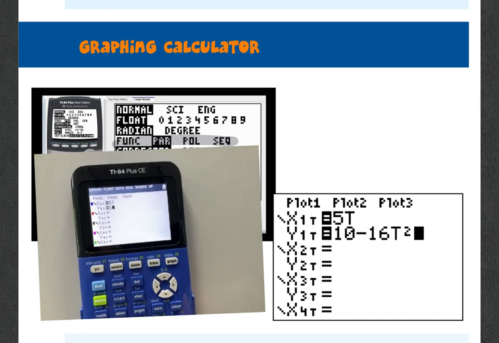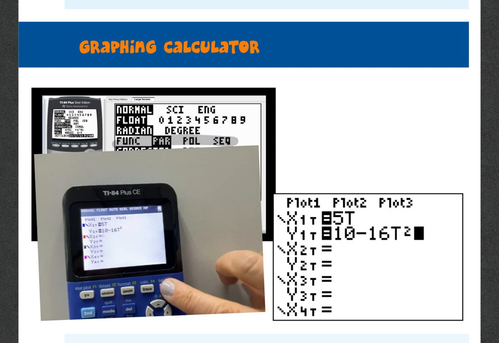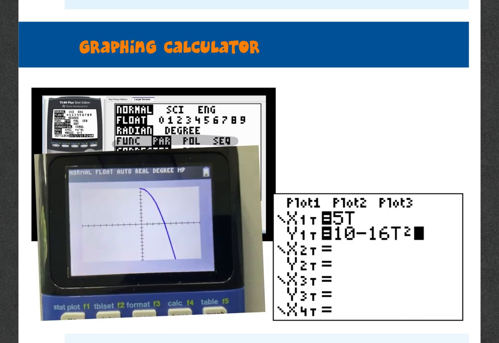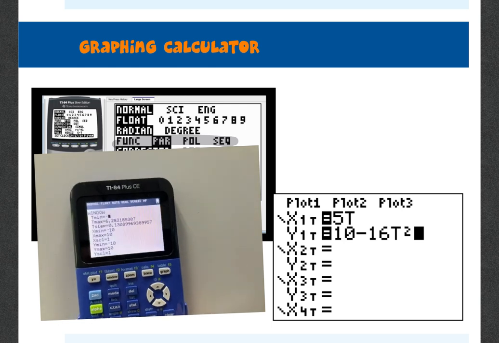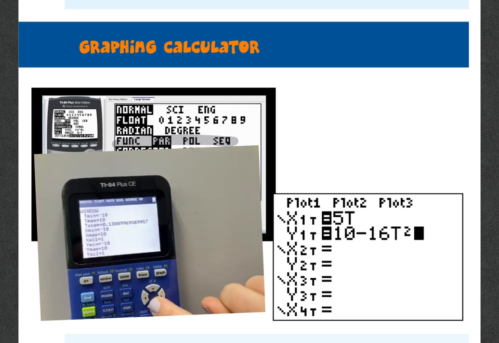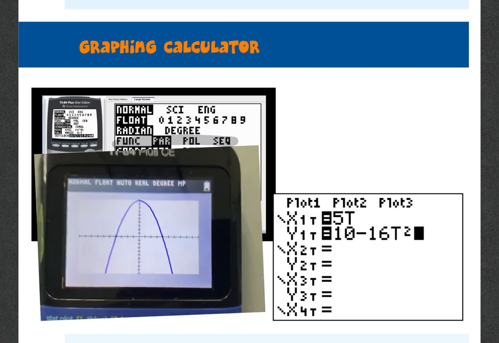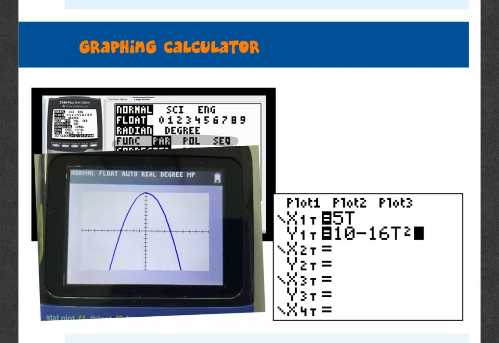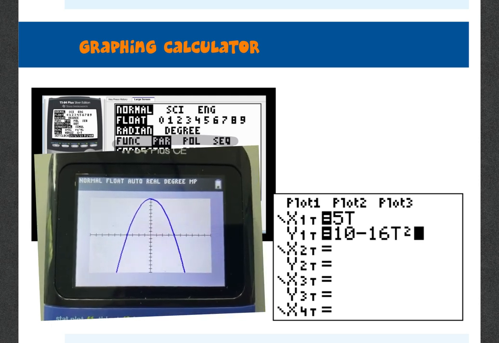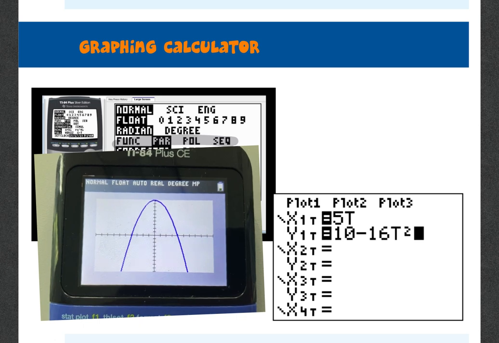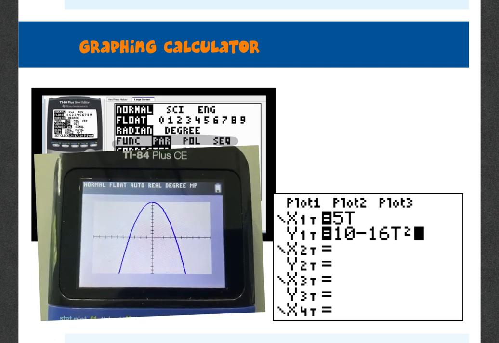Go to the next one, and it would be 10 minus 16t squared. And if you hit enter, your graph looks like this. Actually, my window would be this. So it would look like that, okay? So we're going to learn to manipulate that a little bit, but for starters right now, you just want to make sure that you have switched it to parametric so that it gives you the two equations on your y equals, and then it gives you the t as your variable.